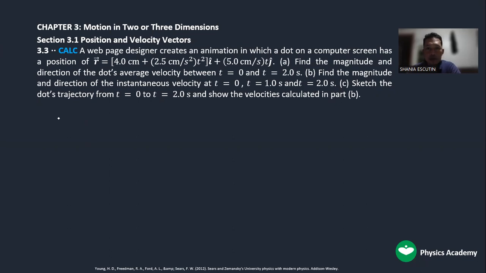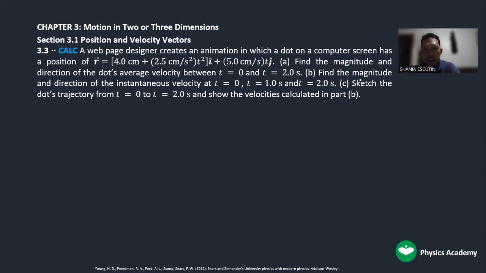Here in this problem, we have a web page designer who creates an animation in which a dot on a computer screen has a position vector r as a function of t, given by this equation, which you can see on your screen. Find the magnitude and the direction of the dot's average velocity between the interval t equals 0 and t equals 2.0 seconds.